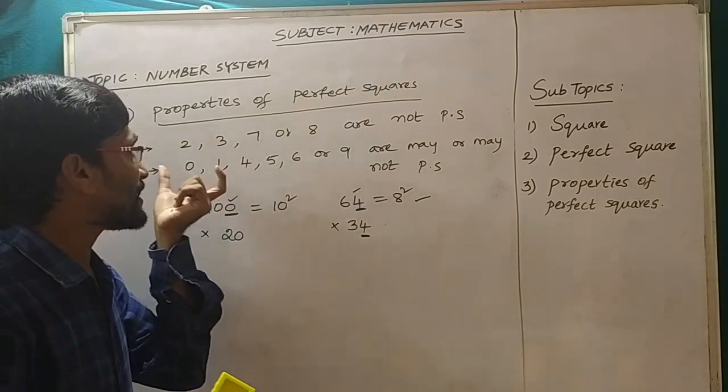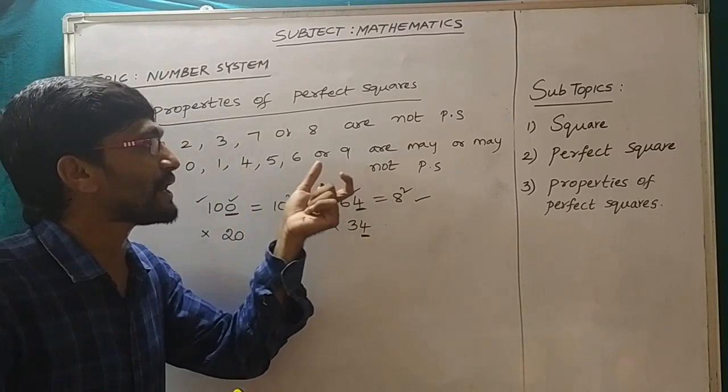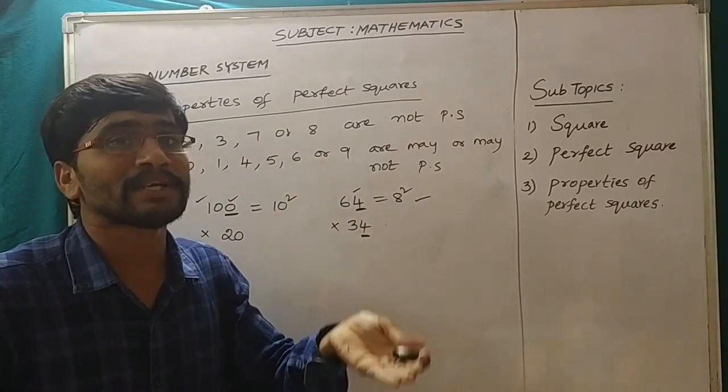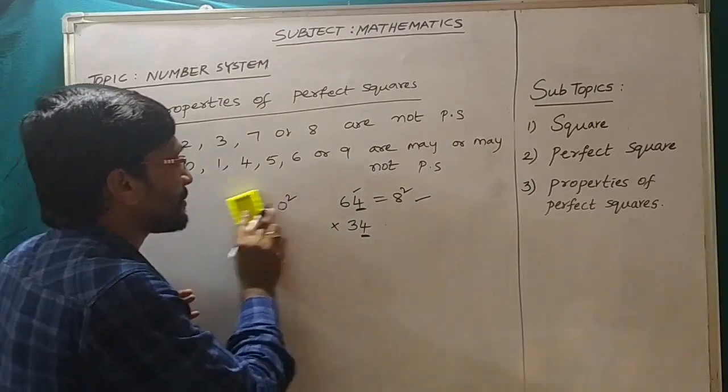That means numbers ending with the digits 0, 1, 4, 5, 6 or 9 may or may not be perfect squares. Sometimes they are perfect squares, sometimes they are not. You have to remember these 2 points.